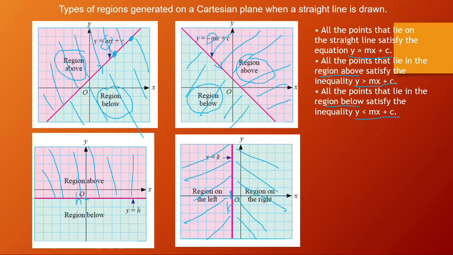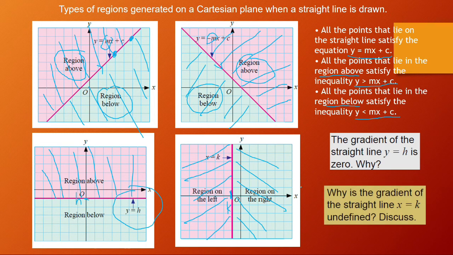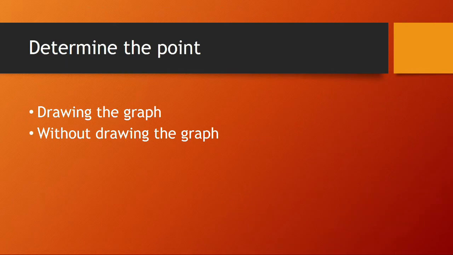So there are a few things in your book given here with the question. The gradient of the straight line y equal to h is 0. This one, y equal to h. Why is it so? Can you tell me? And then the second question, why is the gradient of a straight line x equal to k undefined? This one here. Why is this line undefined? Discuss. You think about it first, and then I'll get back to you at the end of the lesson. Now we continue.